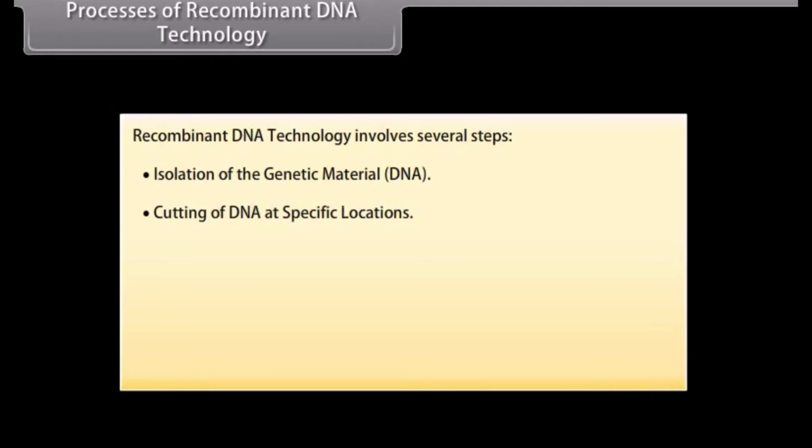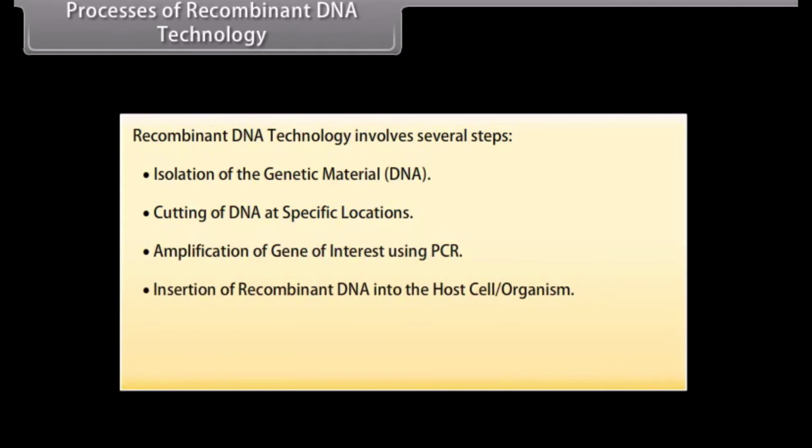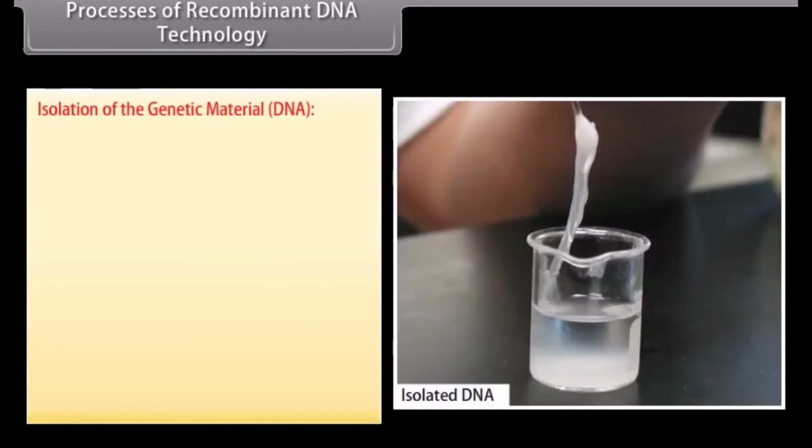Processes of recombinant DNA technology. Recombinant DNA technology involves several steps: isolation of the genetic material, DNA; cutting of DNA at specific locations; amplification of the gene of interest using PCR; insertion of recombinant DNA into the host cell organism; obtaining the foreign gene product; downstream processing.